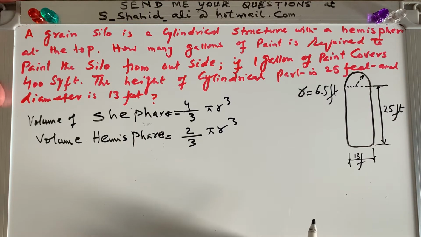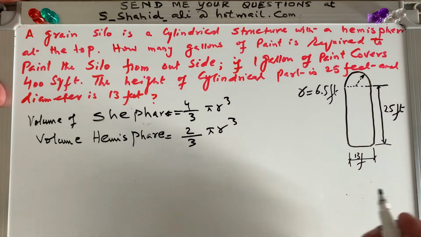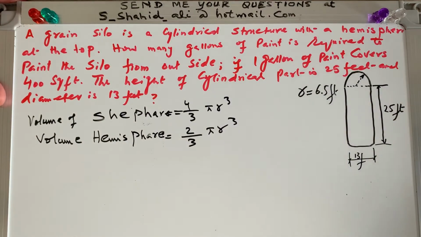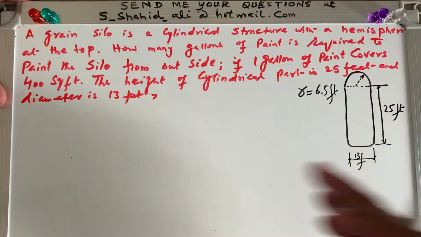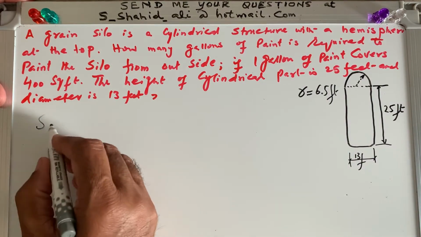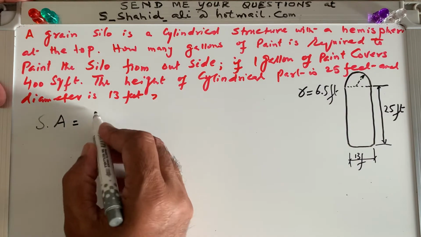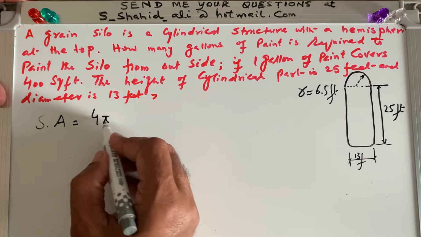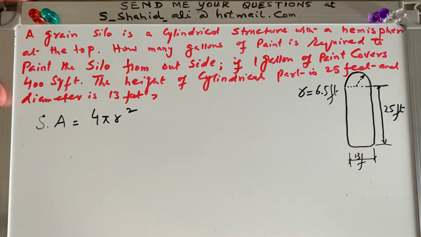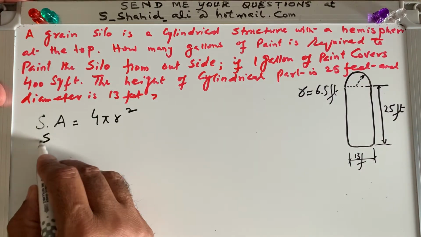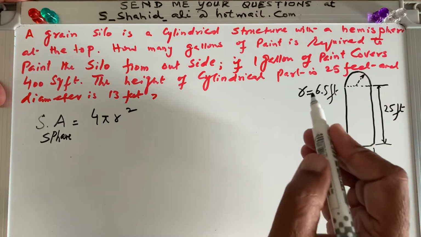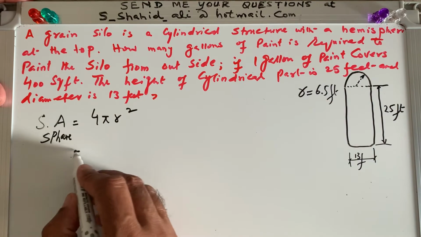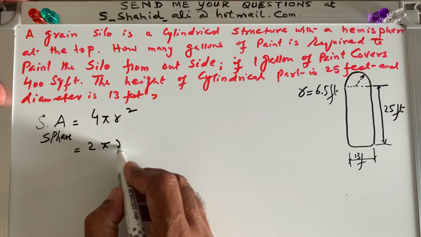So now what we have to find out is the surface area. It's not related here, but we have to see the surface area. So come to the question: the surface area of a sphere is 4 pi r square. But this is a hemisphere, so half of it, right? So it will be 2 pi r square.